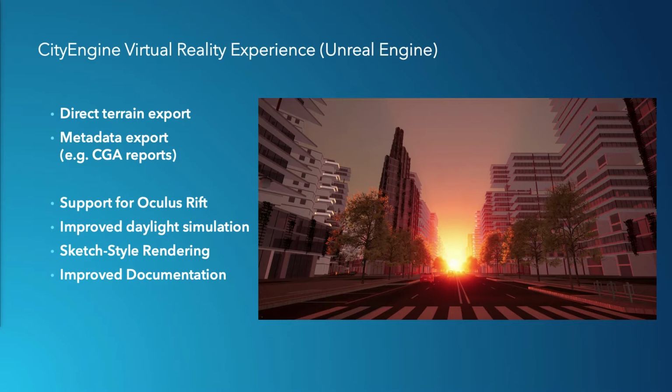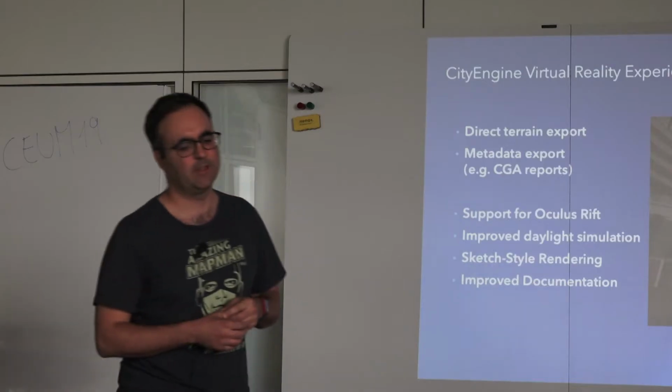Then what did we change in the CityEngine virtual reality experience, based on Unreal Engine? On the CityEngine side, we added direct terrain export. In the previous version, you had to manually import the height map and create the Unreal Landscape node. This is now directly integrated in the Datasmith exporter. And we also added support for metadata. This means CGA reports and object attributes from CityEngine.